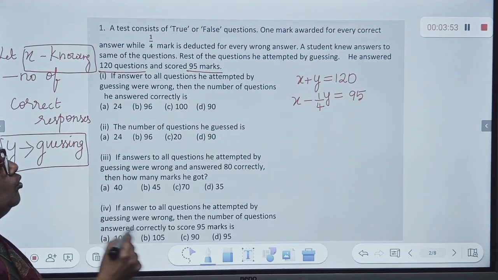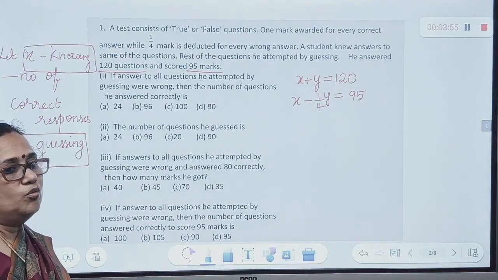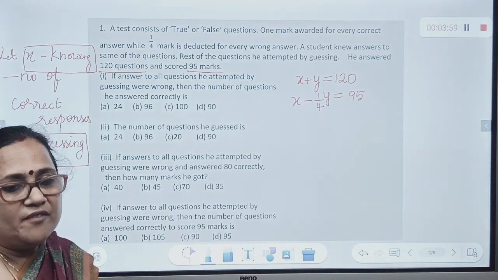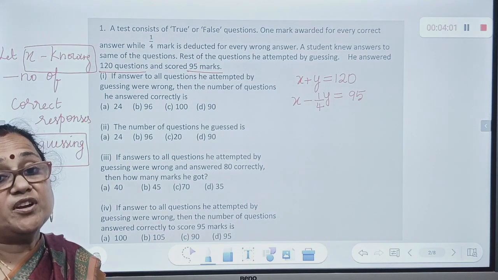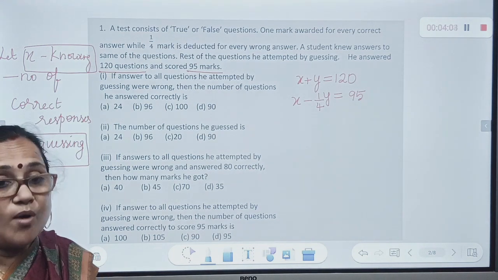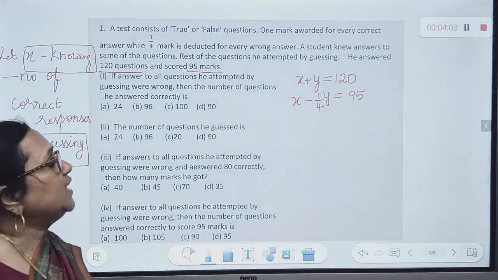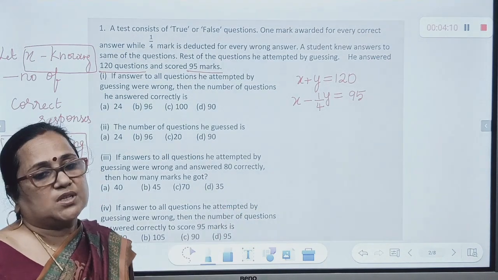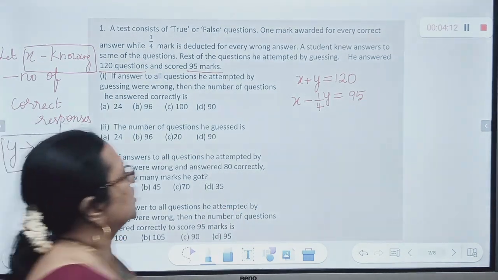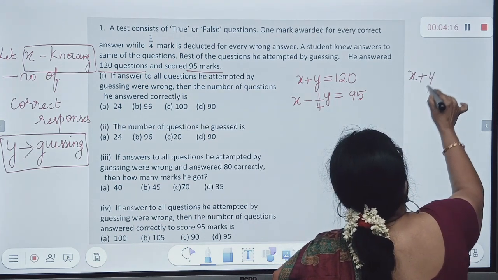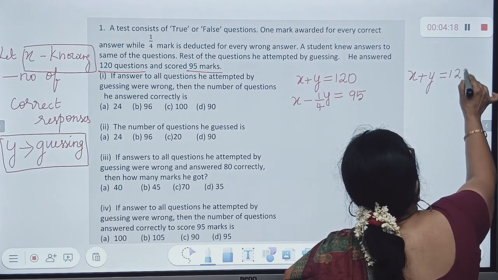So x minus 1 by 4 y equal to 95. So aren't they two linear equations in two variables, namely x and y? Why are they linear? The degree of the variable is 1, the highest power of the variable. Here both x and y are variables. What is the highest power? 1. That is why they are linear equations. We have an equal to sign. That is why they are linear equations. Therefore, x plus y equal to 120.